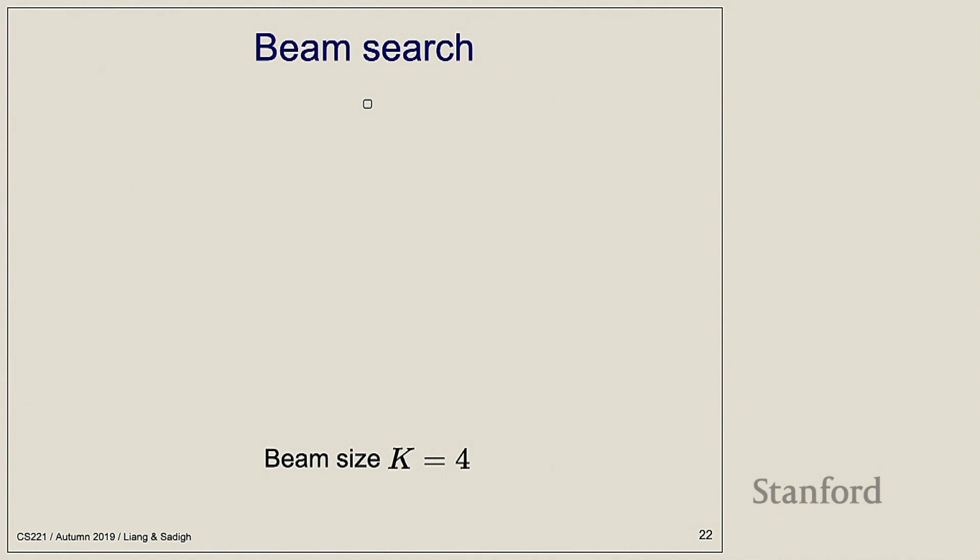So with beam search, remember again, for greedy search, we had one partial assignment, right? And we were choosing one variable and choosing an extension of that one variable. With beam search, what you do is instead of one partial assignment, you maintain a list of k partial assignments. In this case, k is 4.